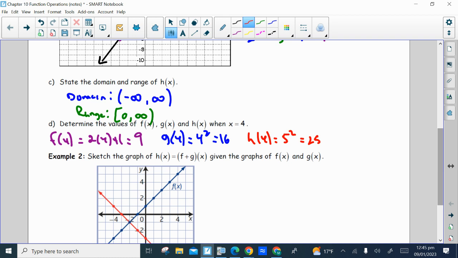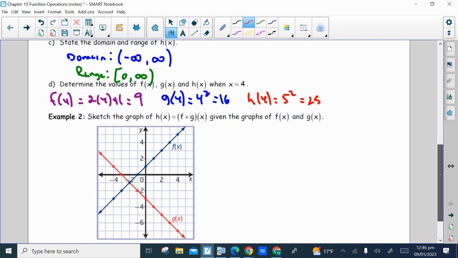If you're given the graphs originally and you want to sketch the graph of, let's say, the sum of the two functions, then we can do what we've just talked about. Take the y values for each x value, take the two y values, add them together. That'll give you your new y value. So we'll do some of that. It all depends on what you're given.